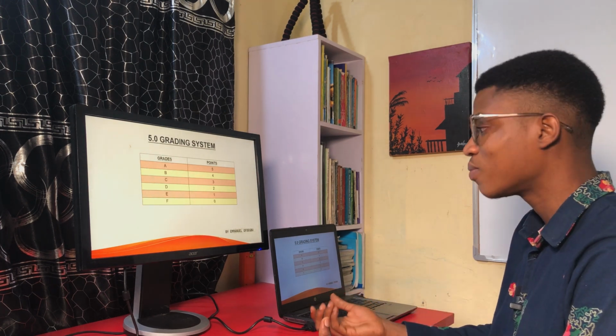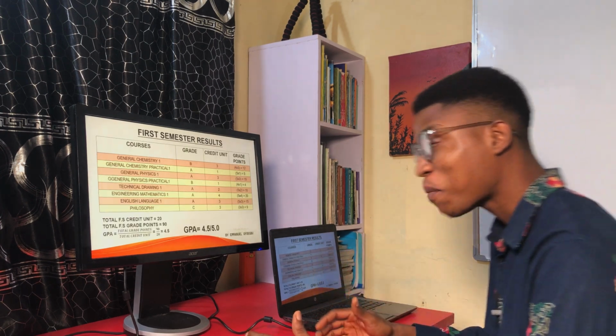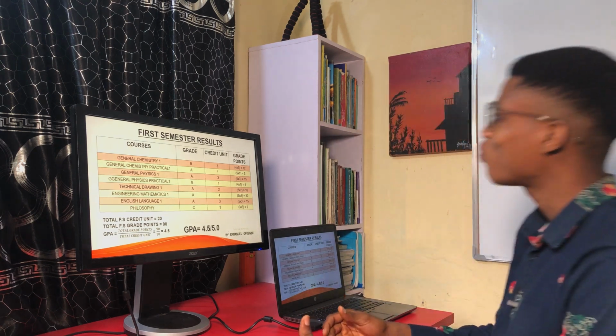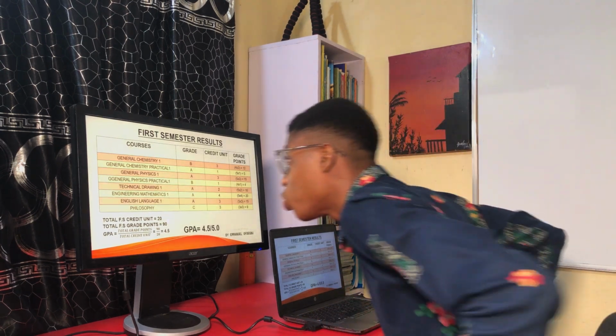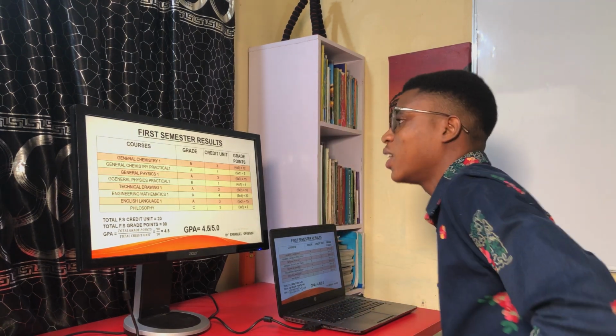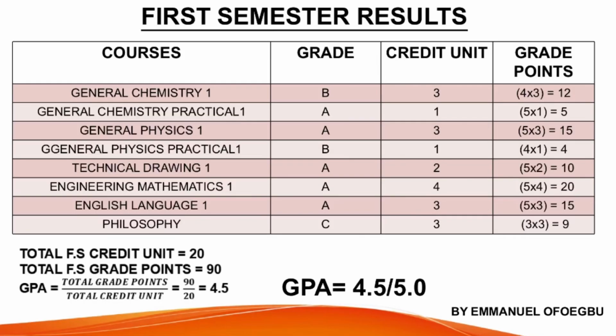Now let's dive into the GPA of this 5-point grading system. That is how you calculate it. Now I will be using my first semester result. Of course, I'm a very brilliant student. You can see almost all A's and some C. This is my first semester result in my 100 level. Of course, we did courses like general chemistry practical, general physics practical, technical drawing. Of course, I'm an engineering student, engineering mathematics 1, English language 1, and philosophy. Of course, these are my grades.